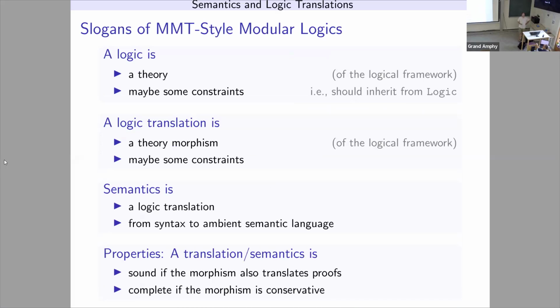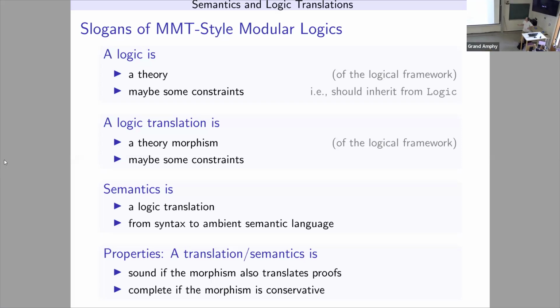So main slogans to remember if you are drifting off during this part of the lecture. We've already seen a logic is just a theory in the logical framework, of course, and maybe there are some constraints. So for example, if we say it's any theory whatsoever, we don't even know what the propositions are, and we might want to know what the propositions are. So maybe we say it should inherit from our theory of logic so that we at least know what the proposition is.